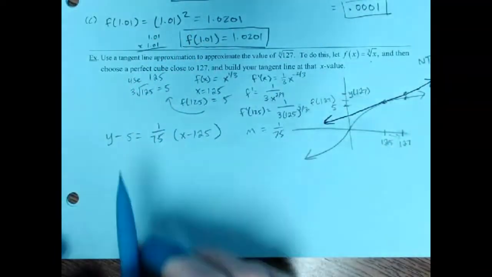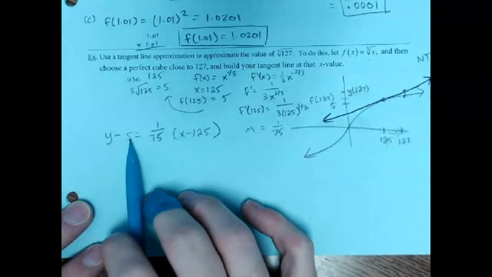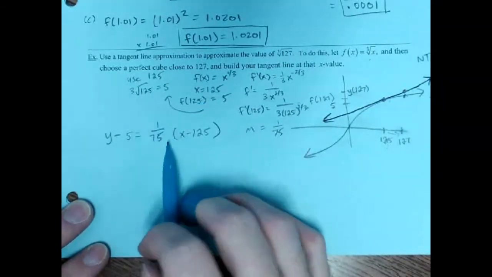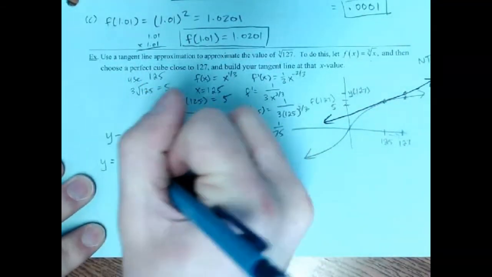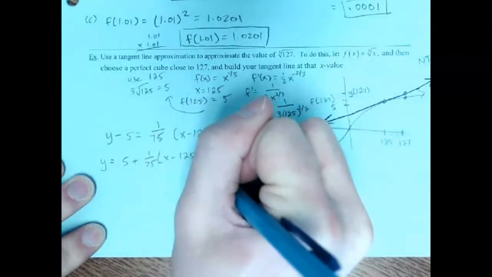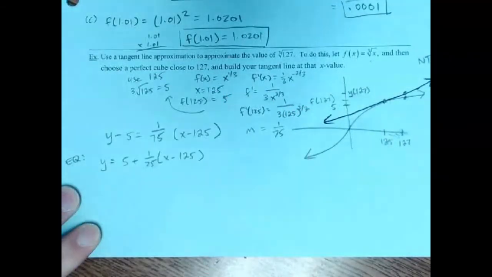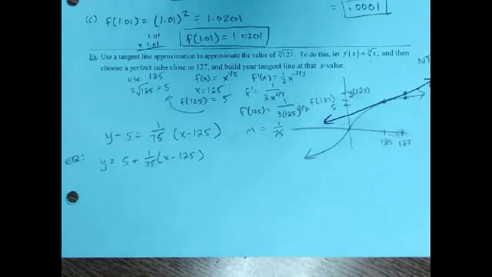So again, I plugged in my x value to the original function. Here's your x value. Plug it in to get the y coordinate. Then you plug in the x value into the derivative to get the slope. And then let's get it to y equals. So I've got 5 plus 1/75 times (x minus 125). So here's your equation of that tangent line. Now what I want to do is figure out where is the tangent line at 127. Figure out what that y value is, and then that's going to be an approximation. It's going to be a guess for where that real function value is.